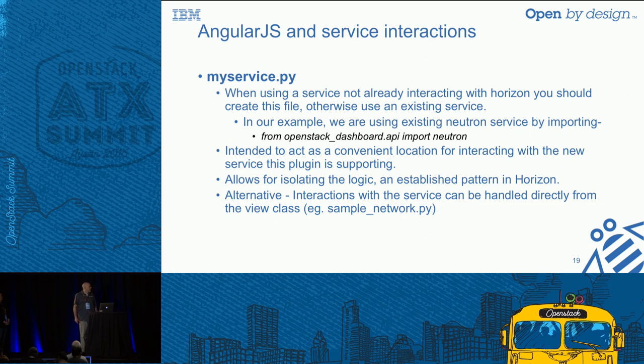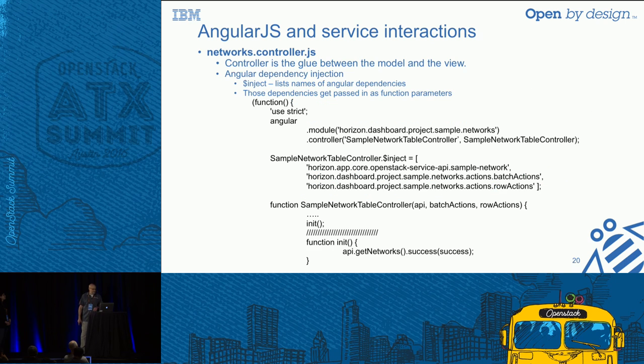One of the things we do in Horizon is we wrap the Python calls in an extra level of abstraction. I've said a bit about it here. We didn't actually implement one of these for this sample in the same way that we didn't for LBAS dashboard, because we were just able to import the existing Horizon API wrapper. I'll leave the chart here. I'm not going to spend much time on it at this point.